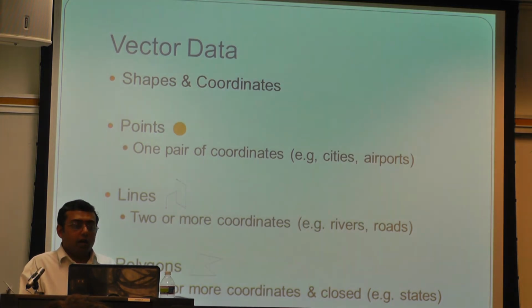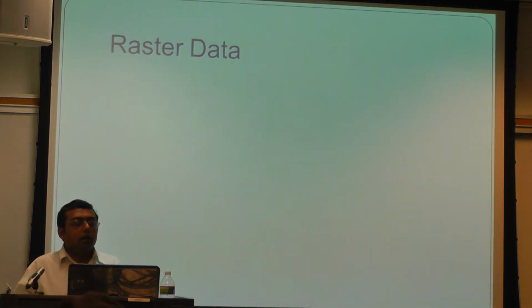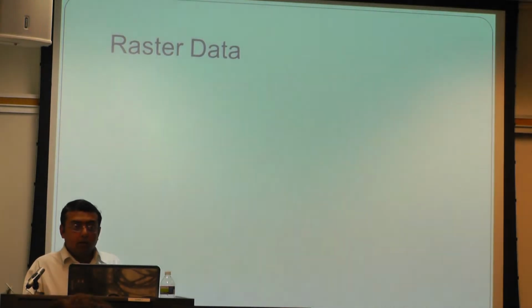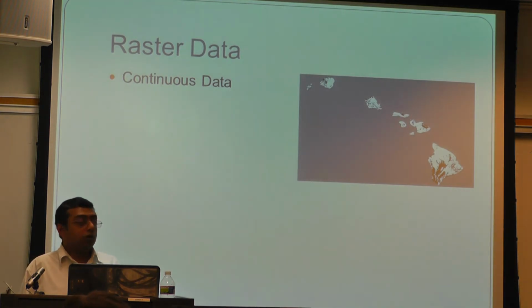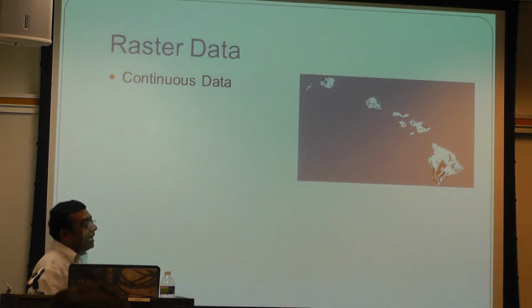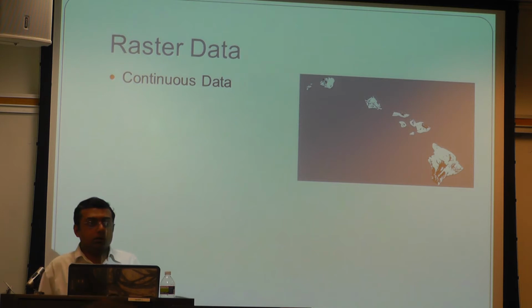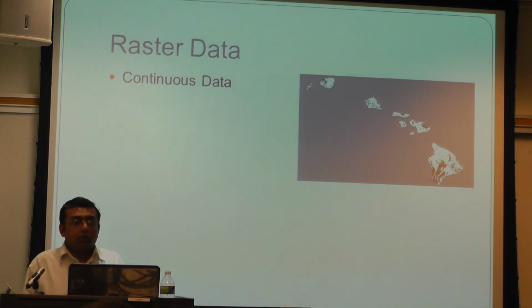What is the other type of data that GIS has? It's called raster data. Now raster data is very interesting. Raster data gives you continuous data. This is actually a satellite map of the Hawaiian Islands. Why did I choose the Hawaiian Islands and not the US map? Because satellite data of the US map is about 1.2 gig, and I didn't want to do that. The Hawaiian Islands are much easier. But essentially this is continuous data.